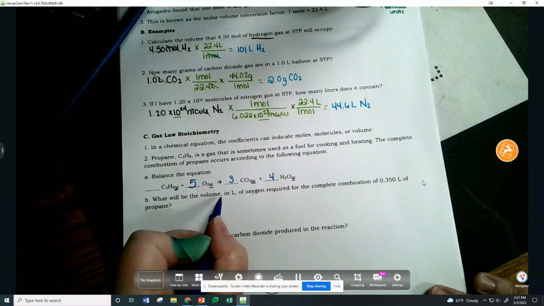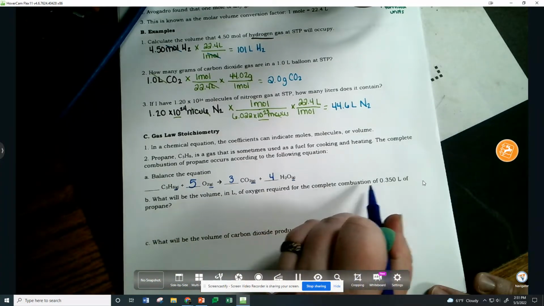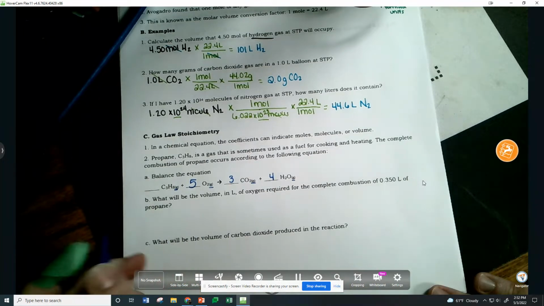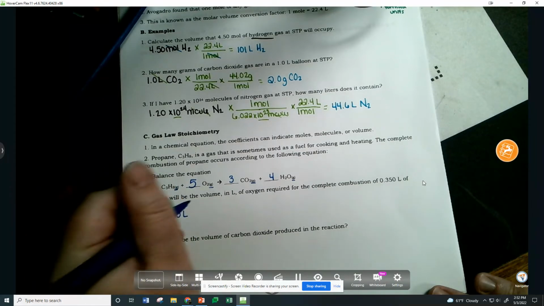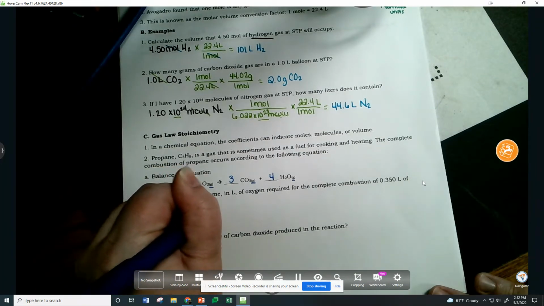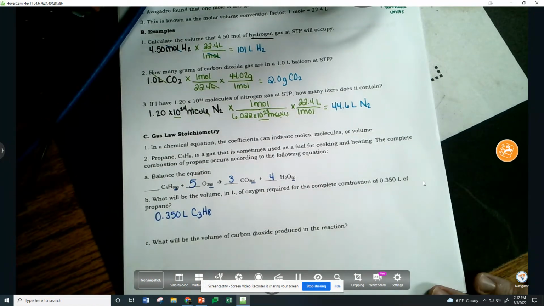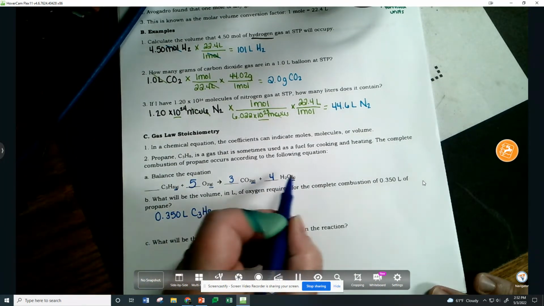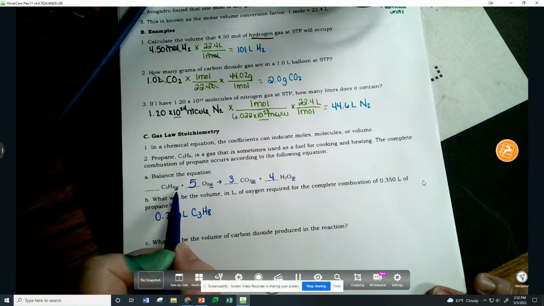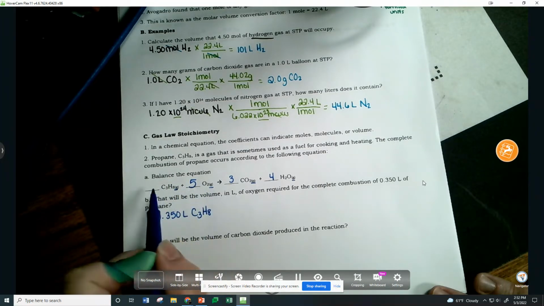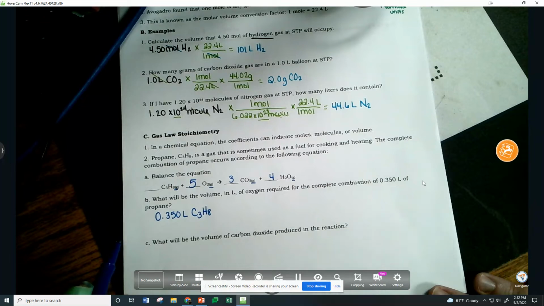Here it asks what will be the volume in liters of oxygen for the complete combustion of 0.35 liters of propane. So what we have here is 0.350 liters of C3H8. Like what we did in Stoich, we did mole-to-mole conversions where we got our mole ratio from our balanced equation. Because we're starting with a gas and converting it to another gas using coefficients, we can say instead of moles that these are liters. So we can complete this conversion in one step using our coefficients to make, instead of a mole ratio, a volume ratio.